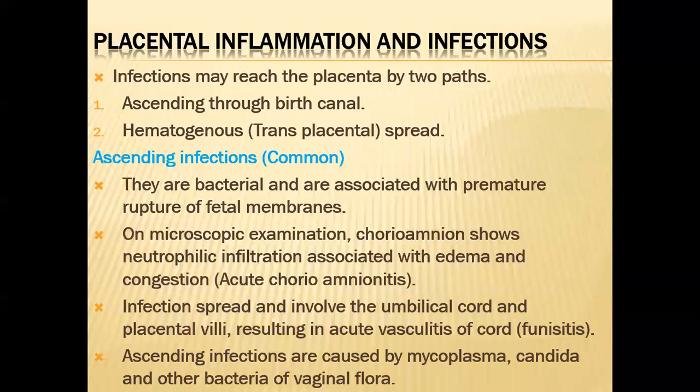What is the name of this? Acute chorioamnionitis. Infection spreads and involves the umbilical cord and placental villi, resulting in acute vasculitis of the cord. The name of this vasculitis of the cord is funisitis. Ascending infections are caused by mycoplasma, candida, and other bacteria of the vaginal flora.